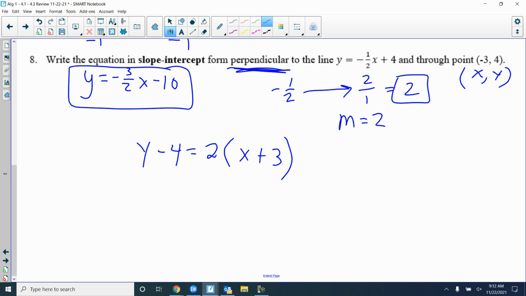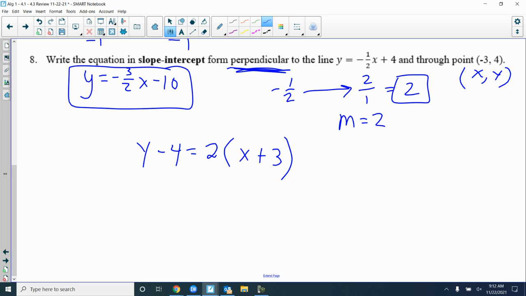Why does the negative 1/2 change to a positive 2? Because it's the opposite reciprocal slope for perpendicular. Okay, I didn't know if the negative went with it. I knew it flipped, but I just didn't know if the negative went on it. Yeah, we want the opposite of that. Opposite would be a positive.